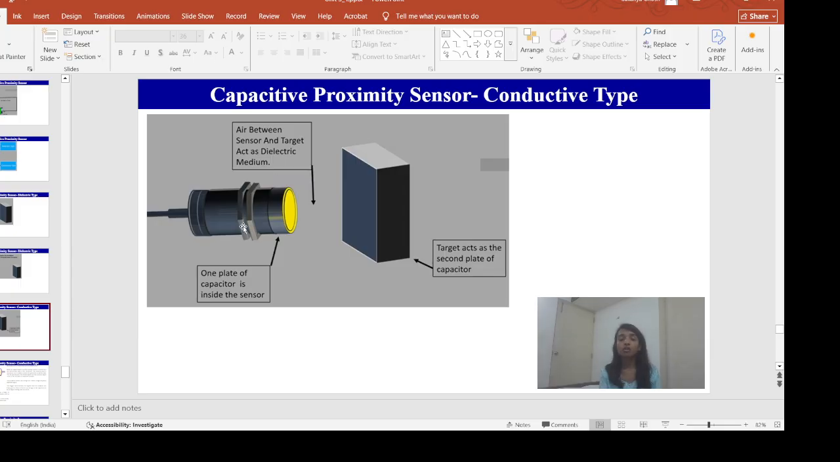Now this plate, inside this capacitive proximity sensor, is connected to the oscillator circuit. This oscillator circuit generates the electrostatic field. So when this target comes under the influence or close proximity to this electrostatic field, what will happen? The distance between these two parallel plates will decrease and the capacitance will increase, and this oscillator circuit will generate a high oscillation amplitude.